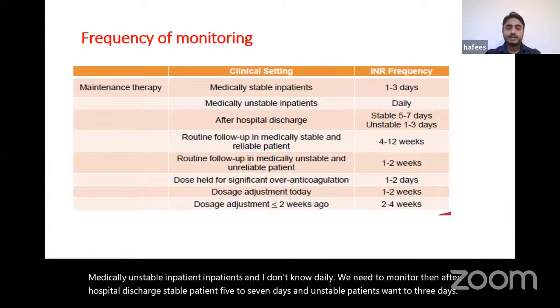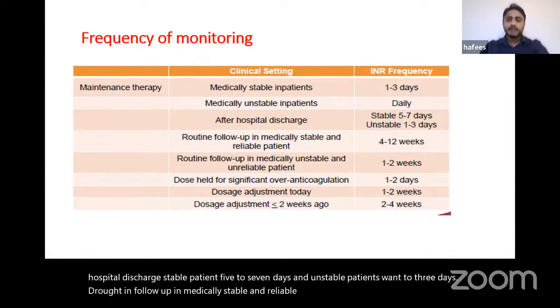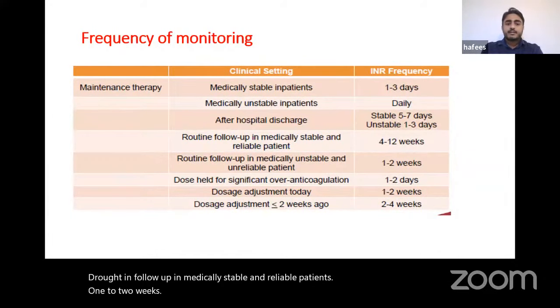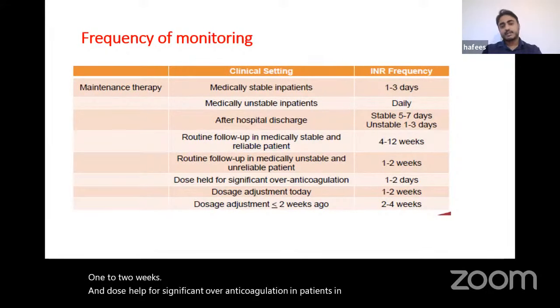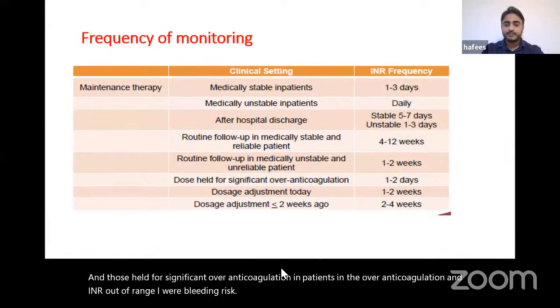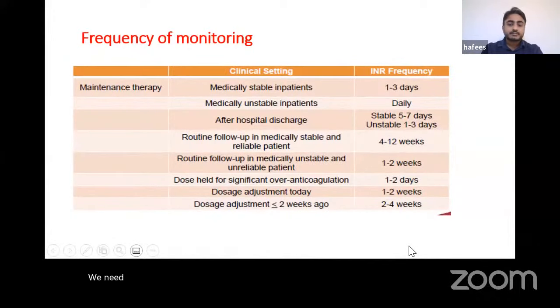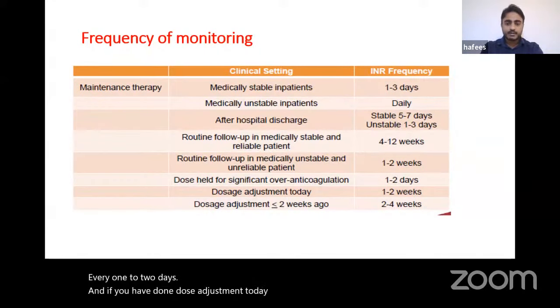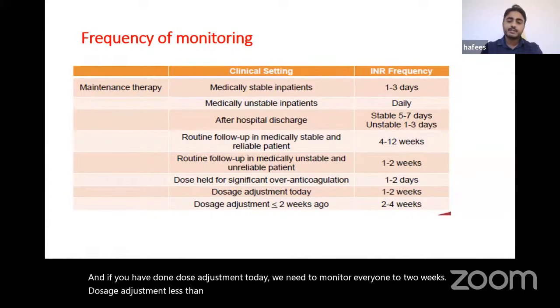Routine follow-up in medically stable and reliable patients, 1 to 2 weeks. And dose held for significant over-anticoagulation, meaning the INR is out of range or there is a bleeding risk, and after that we have held the dose, we need to monitor every 1 to 2 days. And if you have done a dose adjustment today, we need to monitor every 1 to 2 weeks. Dosage adjustment less than 2 weeks ago, every 2 to 4 weeks.